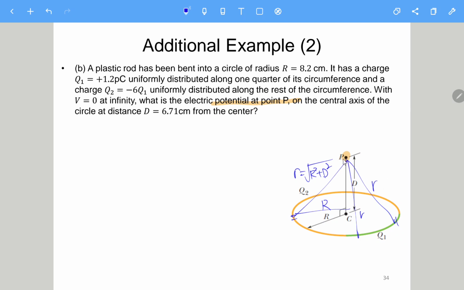But if you need to calculate the E field at this point, it might not be possible. At least it will be difficult, because you need to consider the x-axis component and y-axis component, and then cancel something, and then finally you come up with the answer. I don't think you can, because this is not so symmetric. So the answer will be quite complicated, or maybe there won't be any closed form solution.